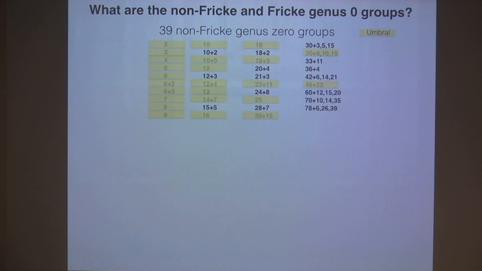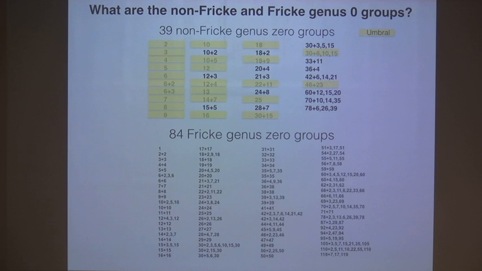Now, I said that the penumbra was bigger than the umbra, and indeed, if you look at the Fricke genus zero groups, which should classify penumbral moonshine, there are 84 of them. So it's a much longer list, and for each one of these 84 genus zero groups, one ought to go look for moonshine. And since just one case of moonshine can take quite a while to fully work out and understand, you can see that it's kind of a daunting problem.